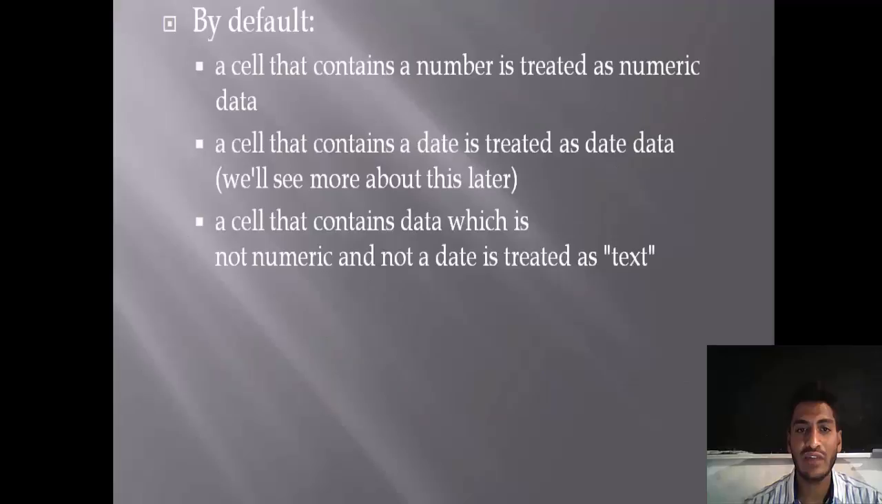Data types for values in a cell. By default, a cell that contains a number is treated as numeric data. A cell that contains a date is treated as date data. We'll see more about this later.